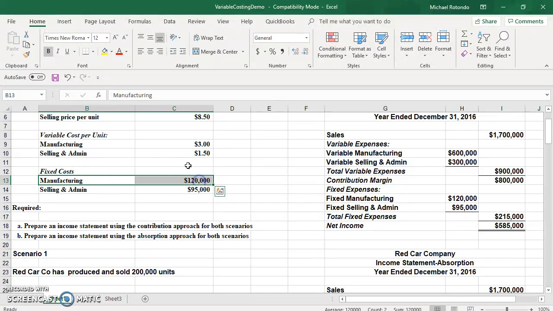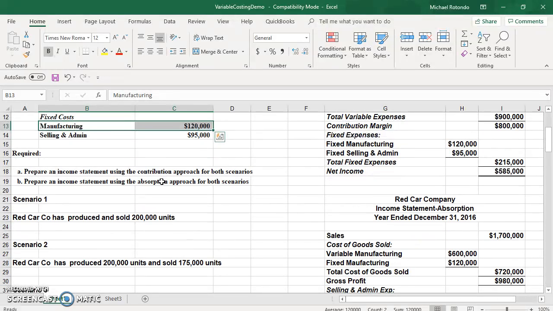Because remember, under contribution margin or variable costing, this is considered a period cost. So we will only expense 120,000. When we do our absorption income statement, we have to cost all the items we sold as a product cost. So it's going to be more than that. So it stands to reason the contribution margin would show a higher net income. So let's take a look at it.